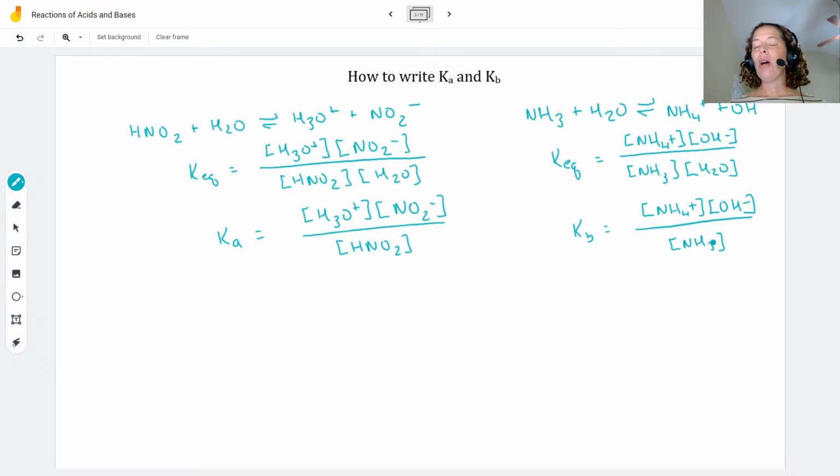Hopefully this makes sense in terms of how we get these equilibrium expressions, but I think the tricky part is not only knowing how to write it, but then how to apply it. So let's actually do a couple problems where we're going to have to do these equilibrium calculations.